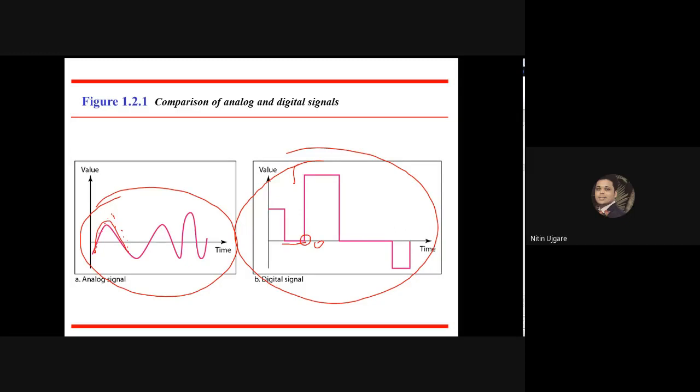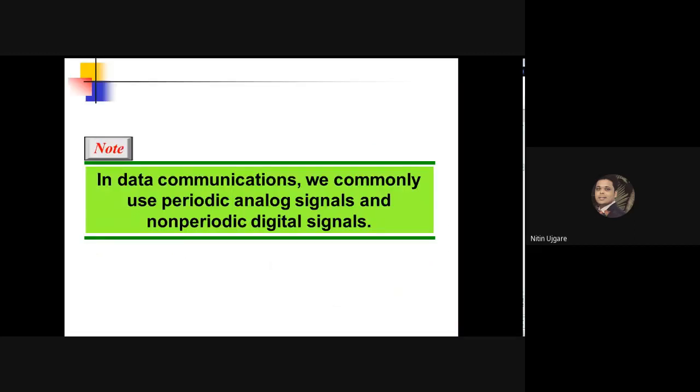So now we'll go to the next slide. In data communication, we commonly use the periodic analog signal and the non-periodic digital signal. Both analog and digital signals can take one of two forms. It may be a periodic signal or a non-periodic signal. A non-periodic signal is sometimes referred to as an aperiodic signal.